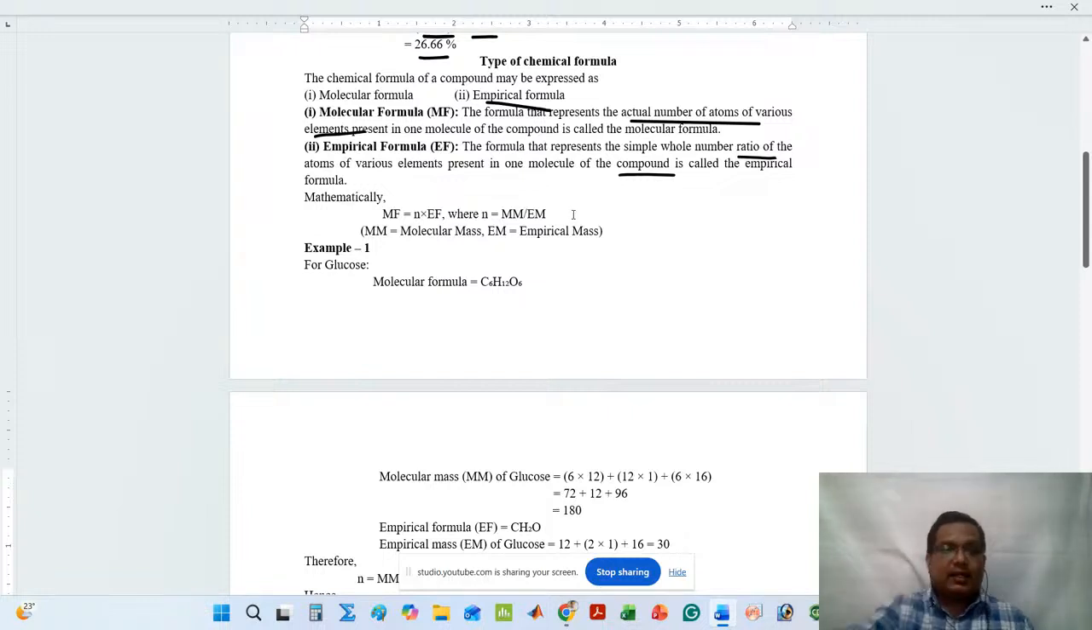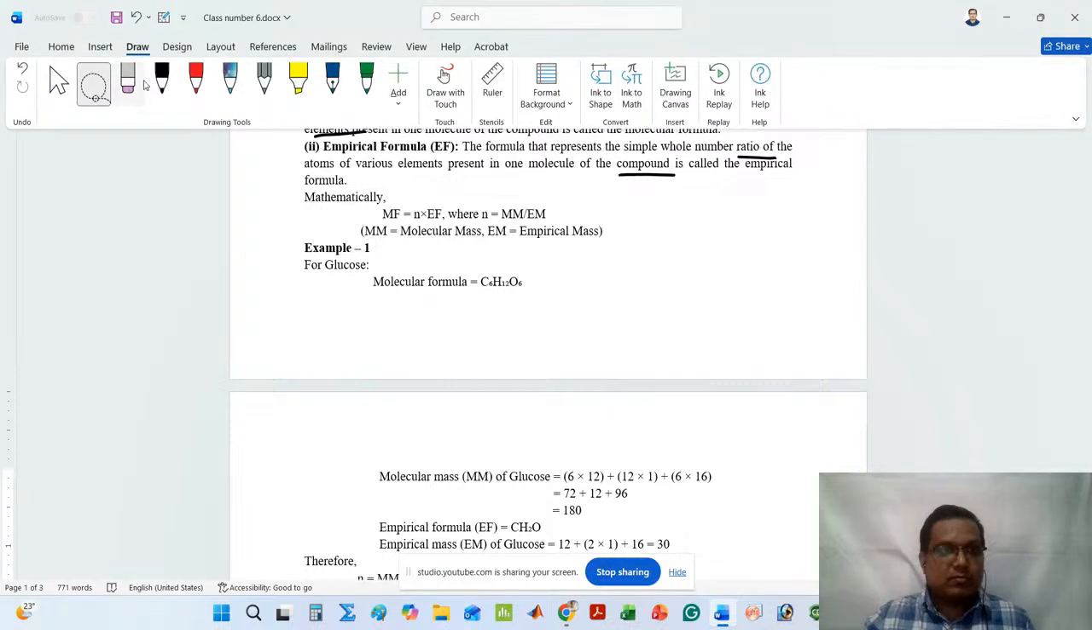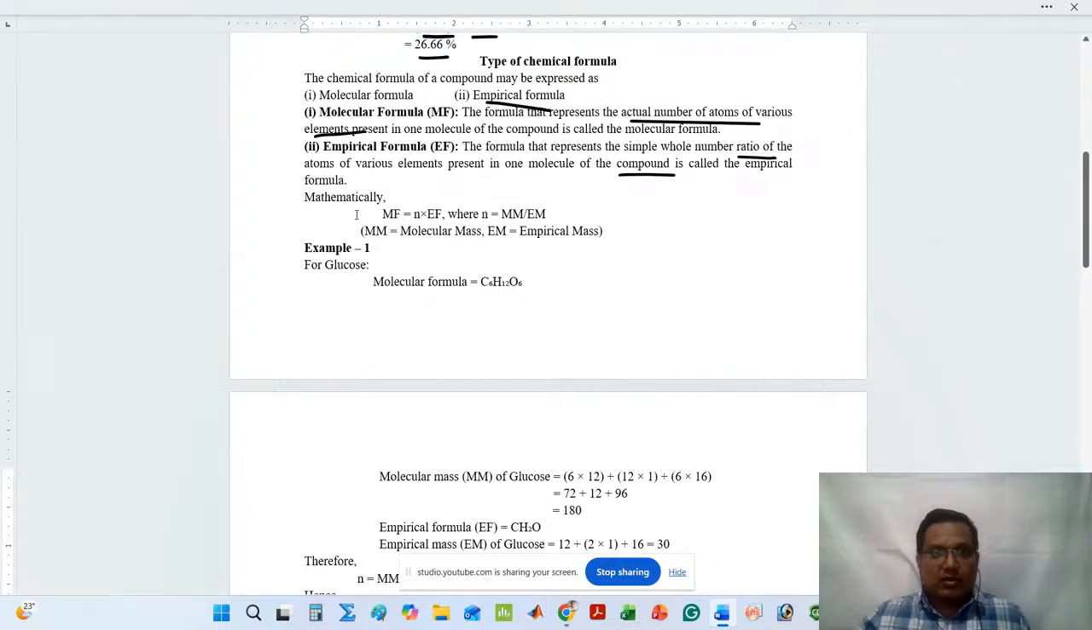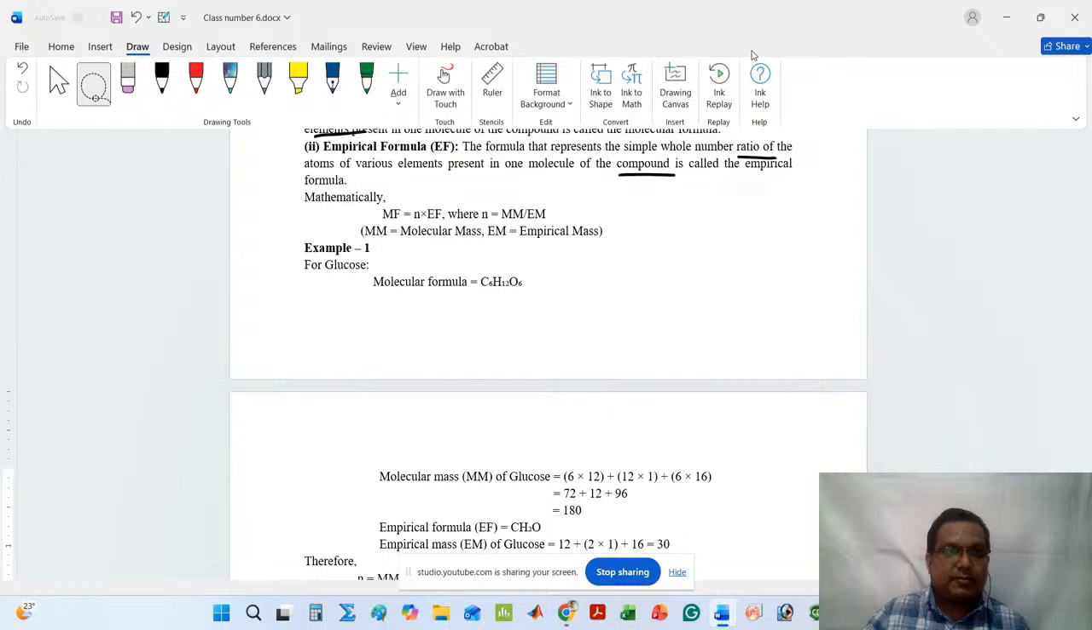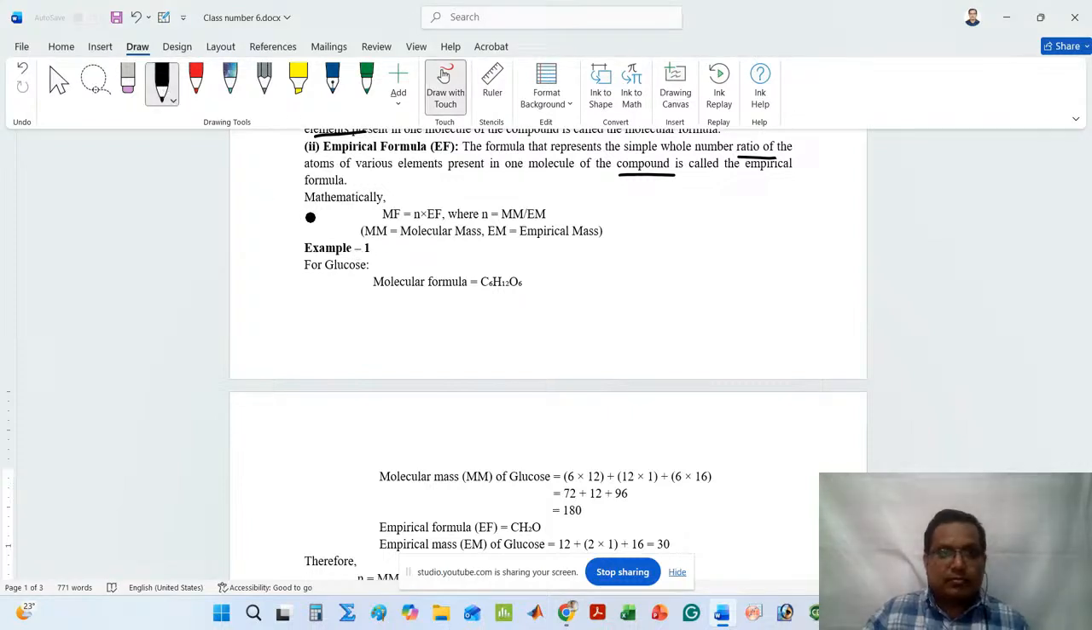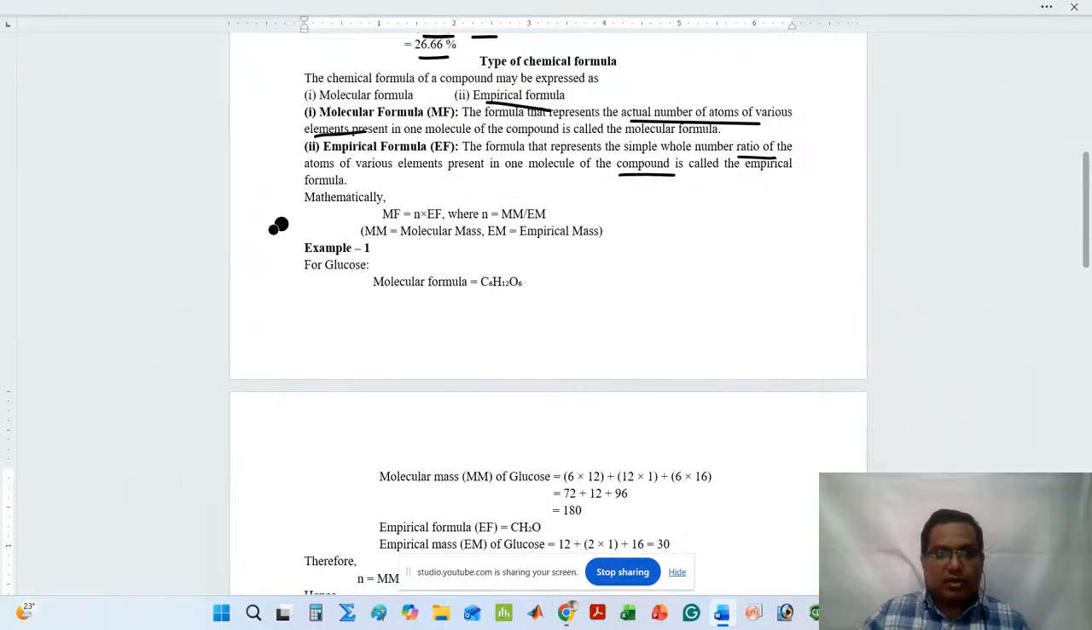Mathematically, here I can say, look at that, molecular formula equals N into empirical formula. Here MF means molecular formula, EF means empirical formula.